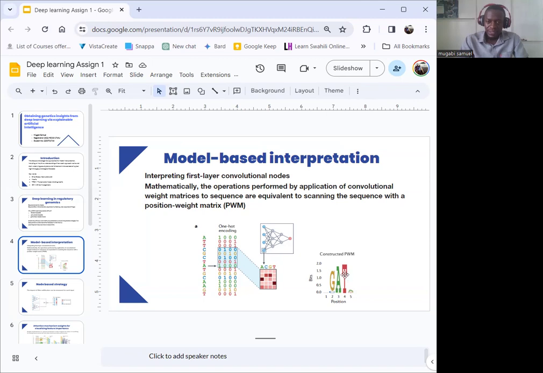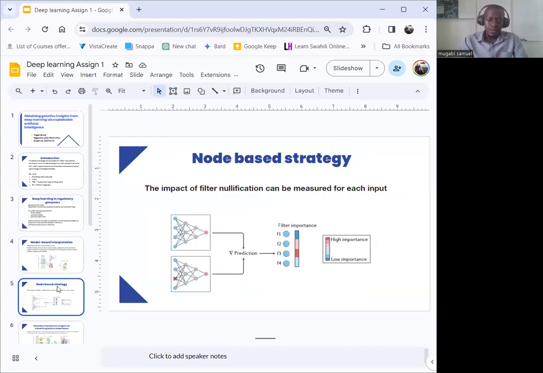that affects the size. Now, for example, as you can see, the character T in position 4, according to this position weight matrix, T appears very many times in this DNA. That is why the size is very big and the bits are very big, and you can cross-check that with this. Now, this model-based interpretation is one of the strategies, and then another is the node-based strategy.